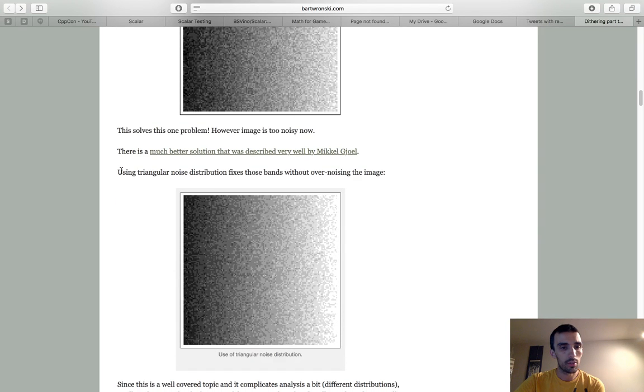So what are we going to do instead? Using triangular noise distribution fixes those bands without over-noising the image. Triangular noise distribution, so that looks like a good PDF.